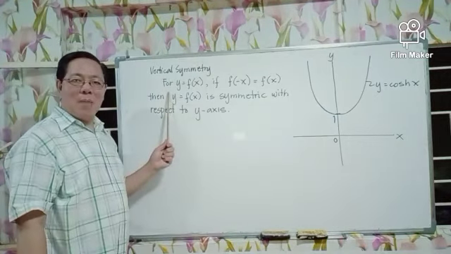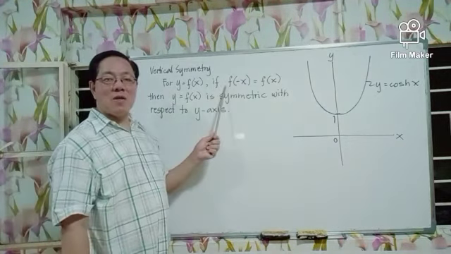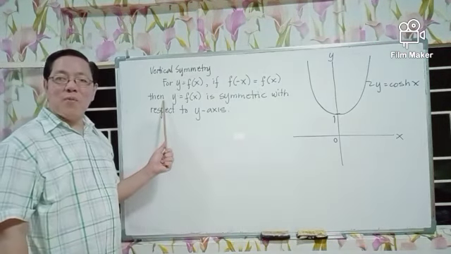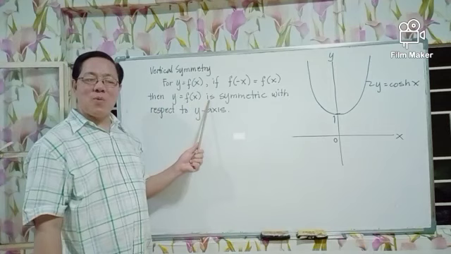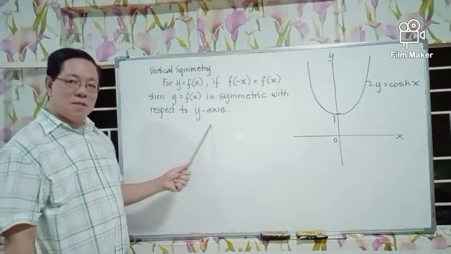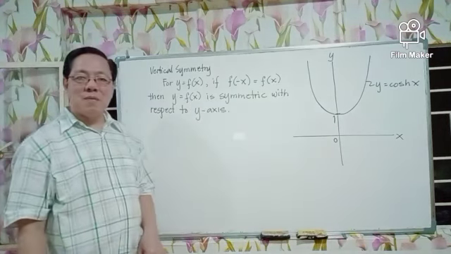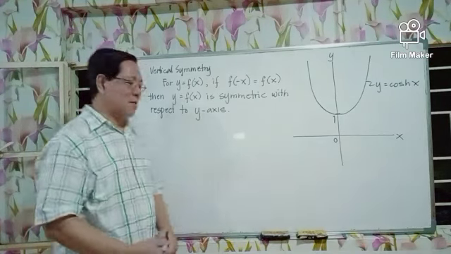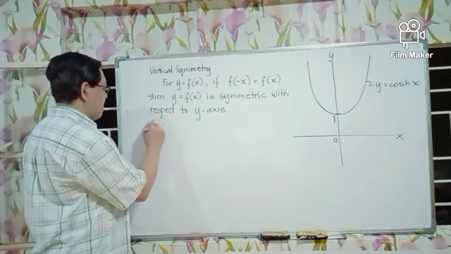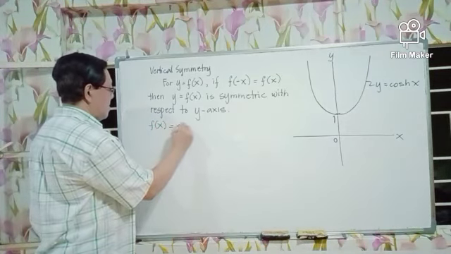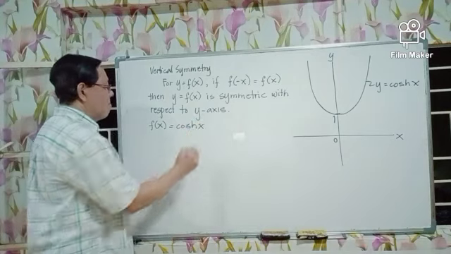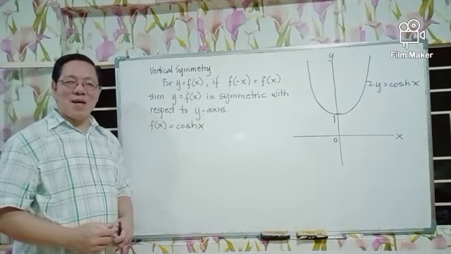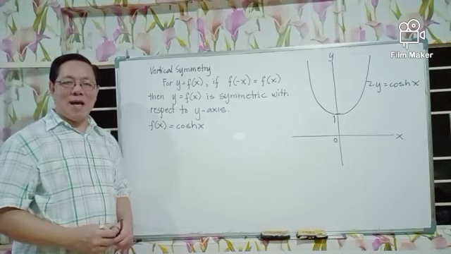For y equals f of x, if f of minus x equals f of x, then the graph of y equals f of x is symmetric with respect to the y-axis. In our discussion, our f of x is hyperbolic cosine of x. And from here, f of x equals hyperbolic cosine of x, we compute f of minus x.